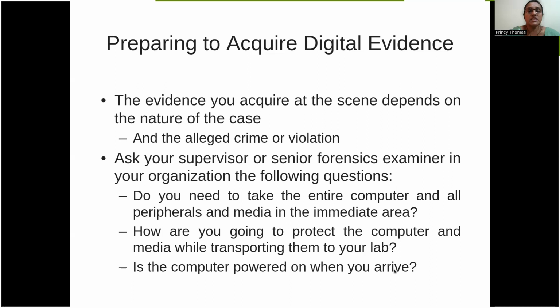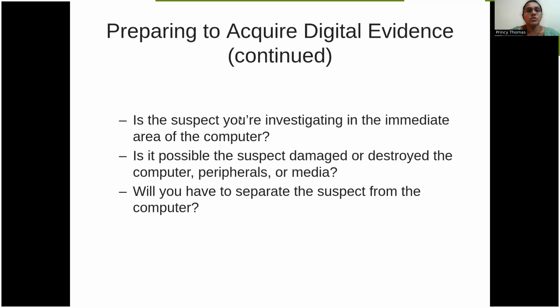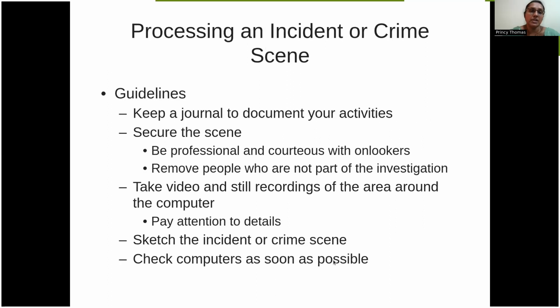So relevant questions that can determine how we need to safely and securely transport the evidence should be asked by the technician to the investigation supervisors. Other questions that should be asked: is the suspect you're investigating in the immediate area, that is, can they tamper with the evidence? Is it possible that the suspect has damaged or destroyed the computer or peripherals or media? Will you separate the suspect from the computer? Do we know who he is? All sorts of questions which are relevant for that particular case.